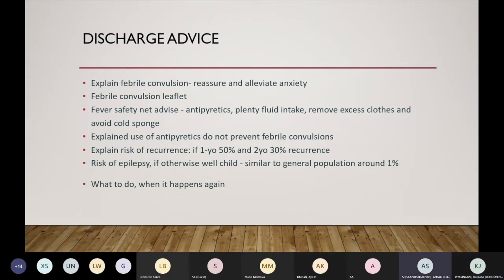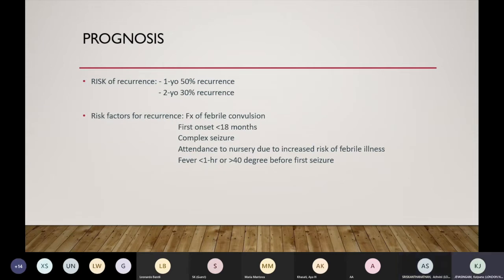Yeah, that was the only question in there. Okay, cool. Risk factors for recurrence: obviously, if there's a family history of febrile convulsion, as we mentioned, if there's a sibling or parent who had it, the chance of the current child having it is much higher than the general population. If the onset is less than 18 months, or if they had a complex seizure, or if they go to nursery, then they're more likely to get more febrile illness, and therefore more likely to have recurrence. And if the fever was less than 1 hour before the first seizure, or more than 40 degrees, then they're also more likely.